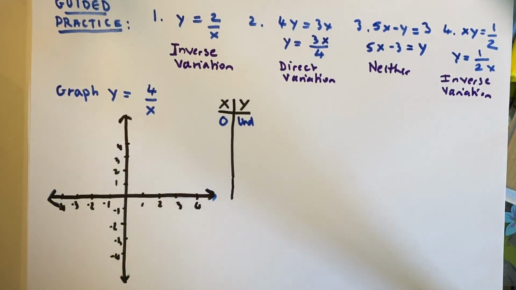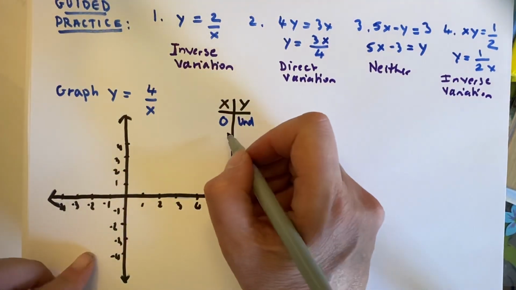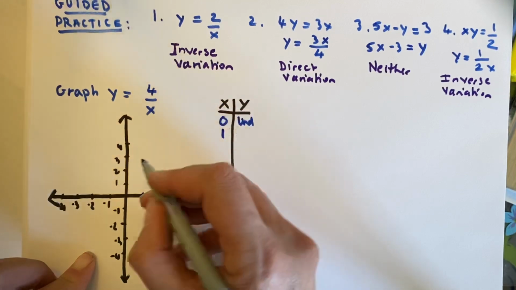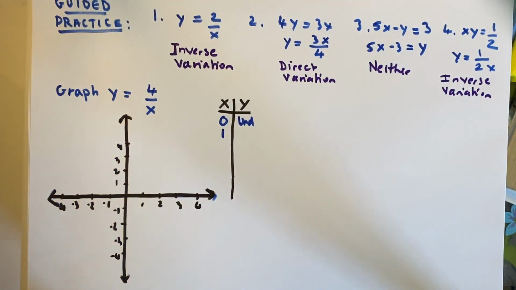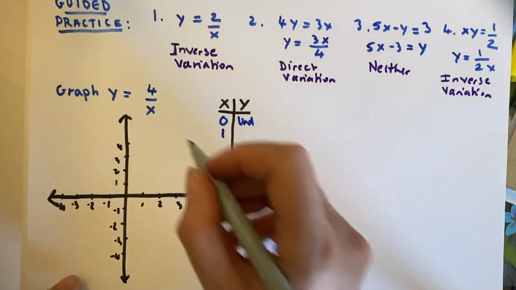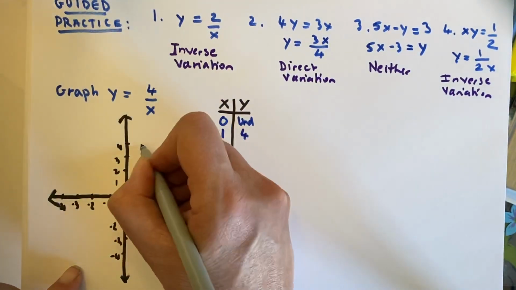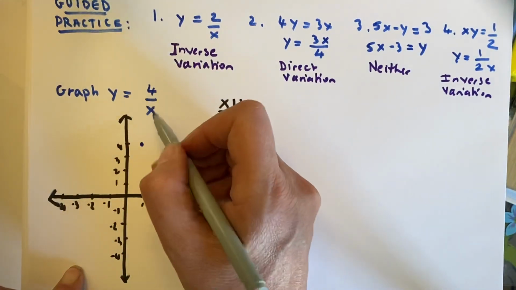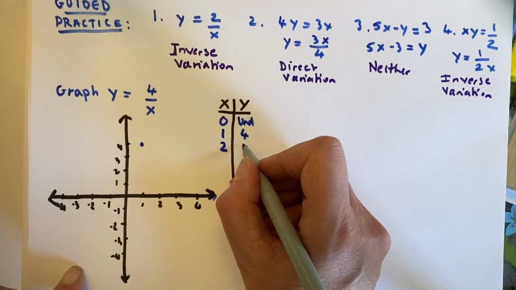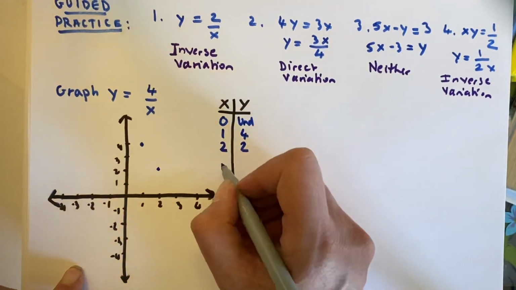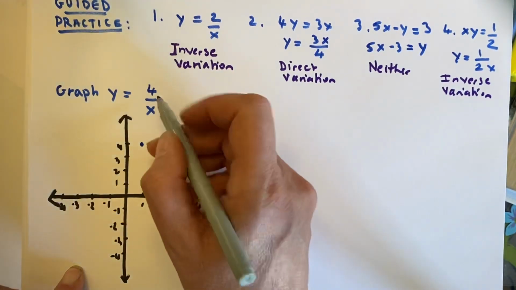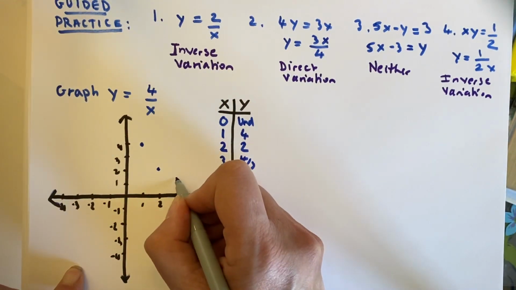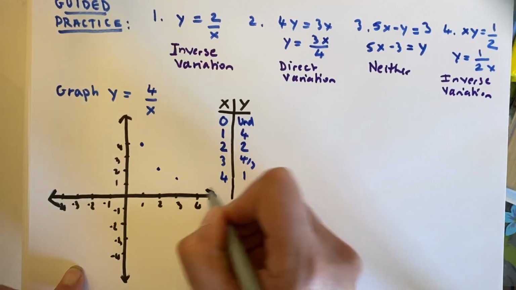Okay, so now that I go to x is 1, well, if x is 1, 4 divided by 1 is 4, so x is 1. That means y is going to be 4. If x is 2, I get 4 divided by 2, I get 2. If x is 3, I get 4/3, so 1 1/3. And if x is 4, I get 1.